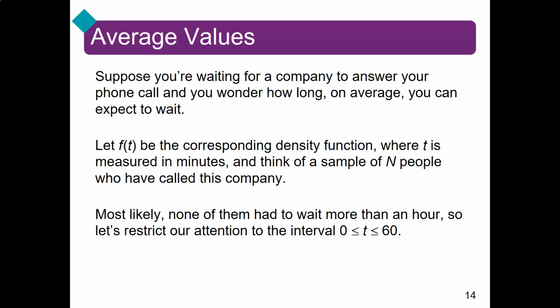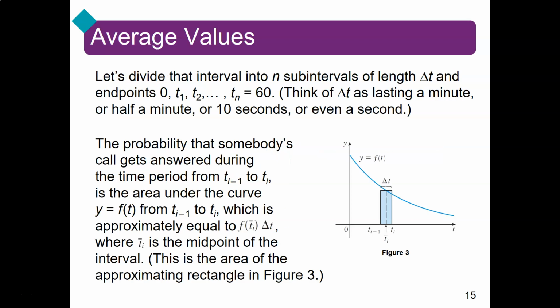So again, we have a phone call, a corresponding density function, which they're calling f of t, and then a sample of n people. So none of them had to wait more than an hour. So in this case, the domain is 0 to 60. So again, they're subdividing with Riemann sums. So they're adding a lot of machinery that we don't really care about because we're not going to use it.